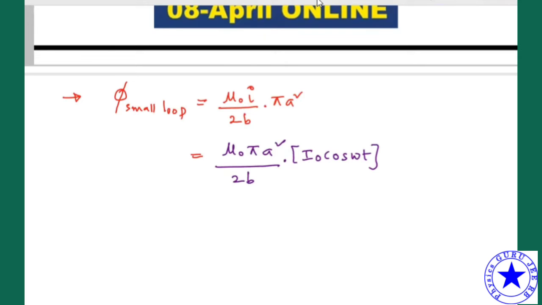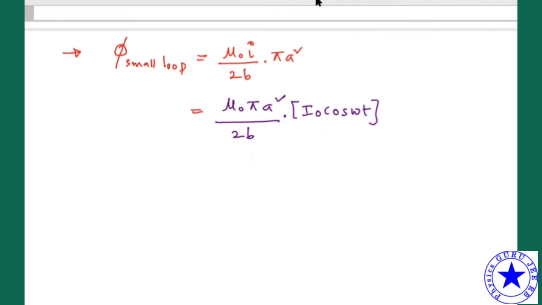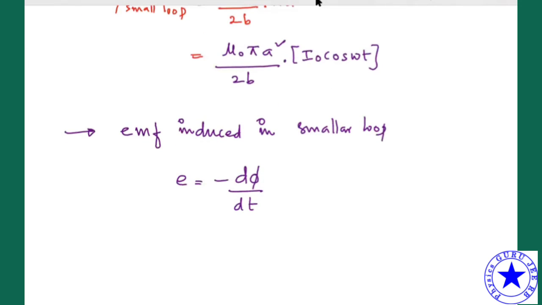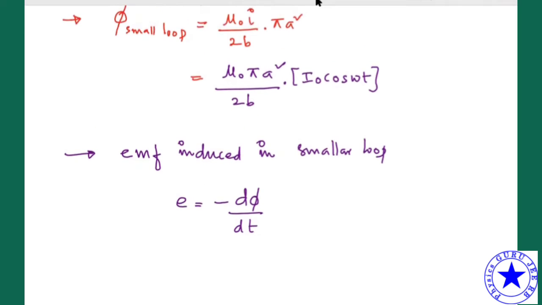Now the EMF induced in the smaller loop. So what is the EMF induced in the smaller loop? By Faraday's law of electromagnetic induction, EMF E is equal to minus d phi by dt. Now simply I'll substitute that flux: minus d by dt of mu naught pi a square divided by 2b into I naught cos omega t.